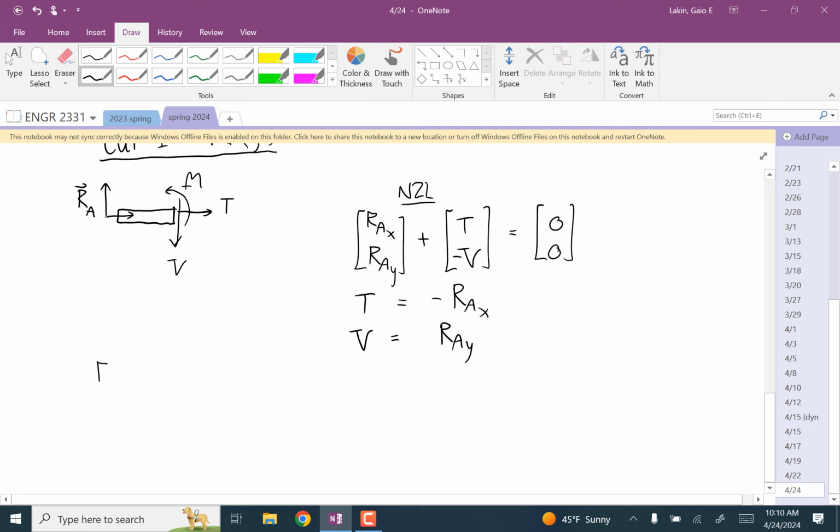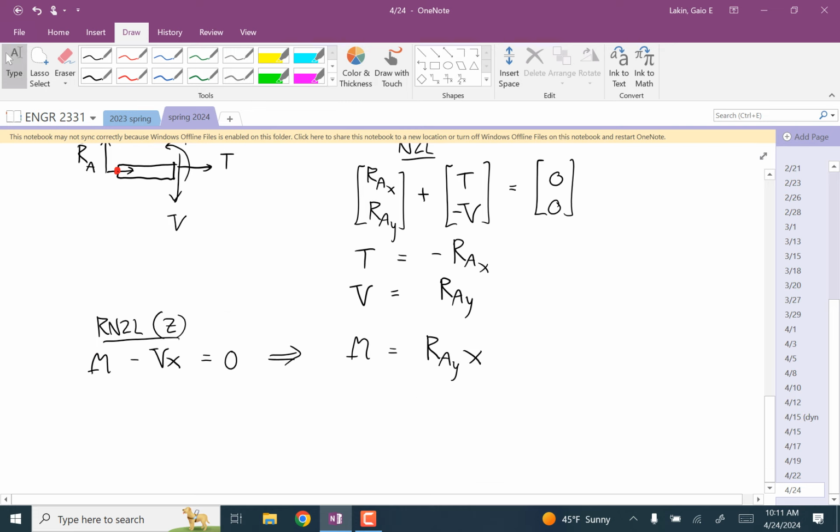And then the moment equation about the z-axis again. My about point is over here. And so all we have is M minus Vx is equal to 0. So M is equal to Vx, which is RAY times x. Okay? So that's on the first cut. And I'm not counting these in my numbered equations. We're just going to use these when we go to the total elongation and the total deflection.